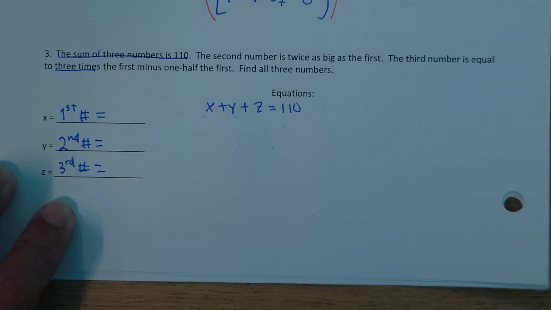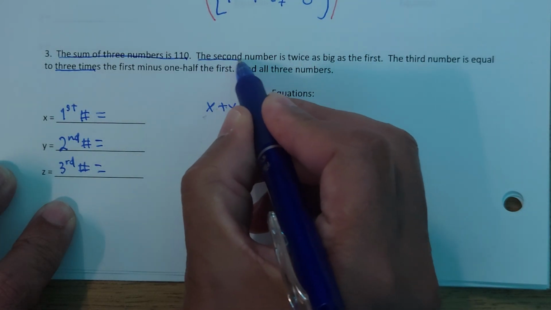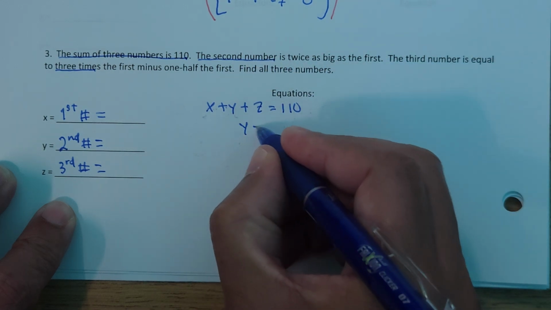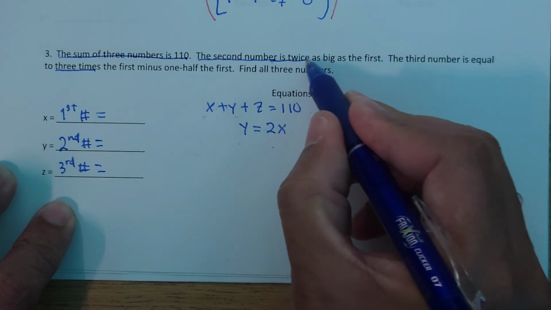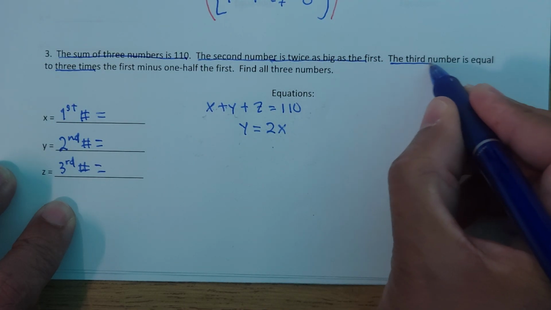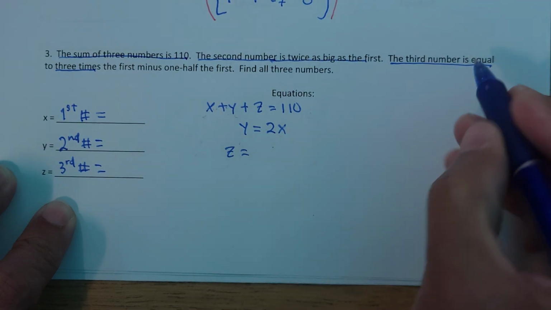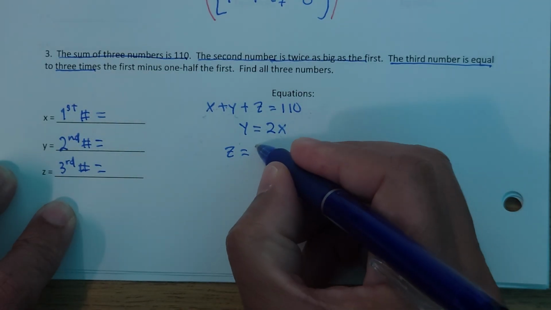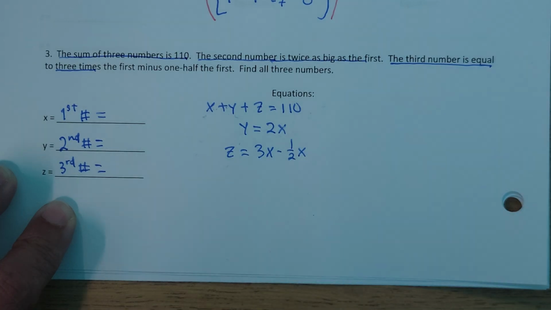Okay. Then it also says that the second number, which is y, is twice as big as the first. So that means y equals 2 times the first number, which is x. Okay, and then the next sentence says the third number, which is z. So z is equal to 3 times the first minus 1/2 the first. So 3 times the first, which is x, minus 1/2 the first, which is, again, minus 1/2 x.